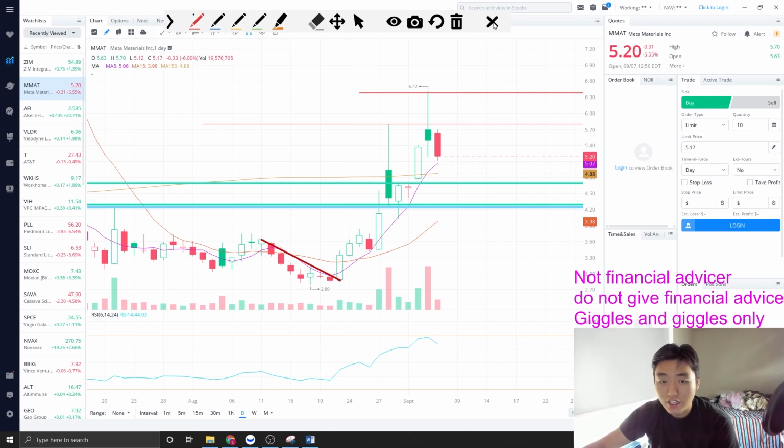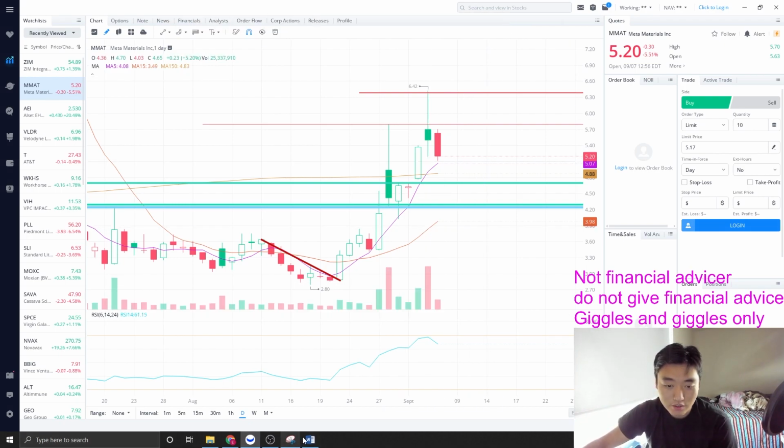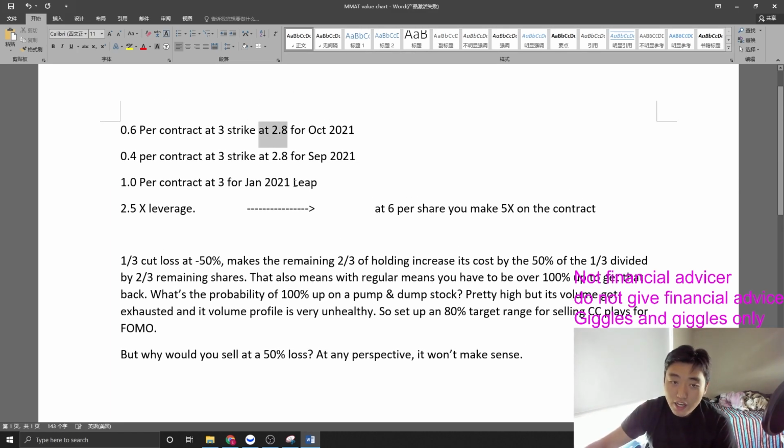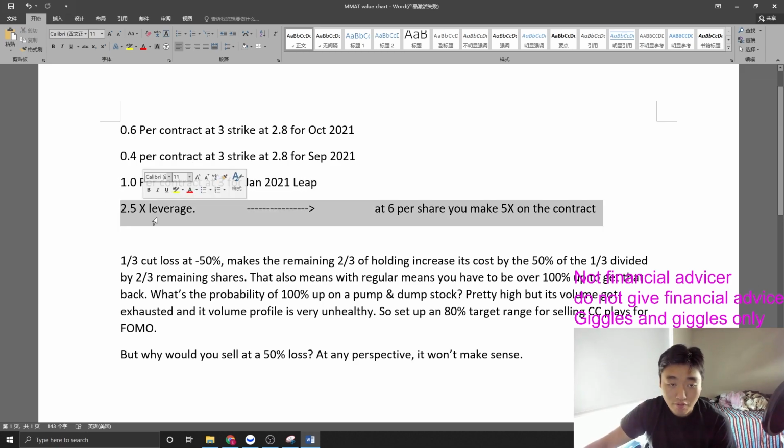Because at 2.8, right around here, what Bobby is doing is, when Bobby looks at the option chain, at 2.8, a $3 strike is basically $60, right? 0.6 per contract, basically $60 for this call option for October, and then 0.4 for September, $1 for the leap option. That means the consolidated average leverage is about 2.5, right?